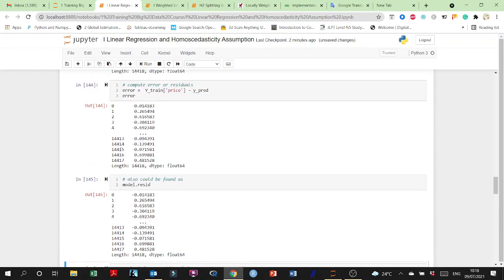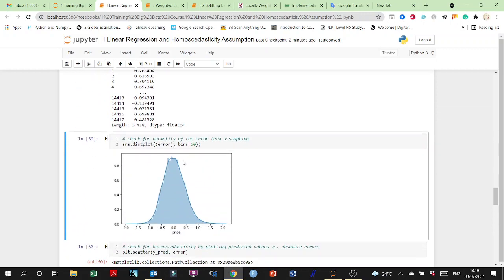Sometimes some of my students mistakenly do y prediction minus y train actual. If you do that, it's no problem because we're going to take the absolute error anyway, so the sign will be switched. But if the order is important for you, then get the residuals using model.resid.